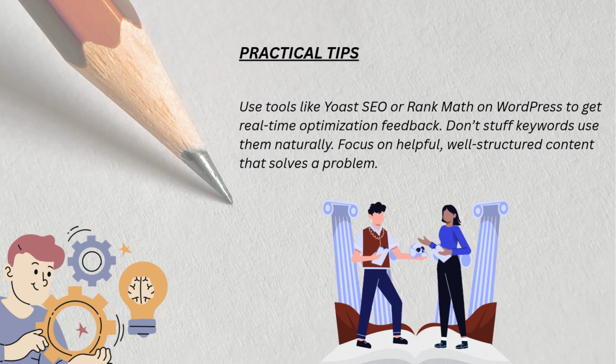Practical tips. Use tools like Yoast SEO or Rank Math on WordPress to get real-time optimization feedback. Don't stuff keywords, use them naturally. Focus on helpful, well-structured content that solves a problem.